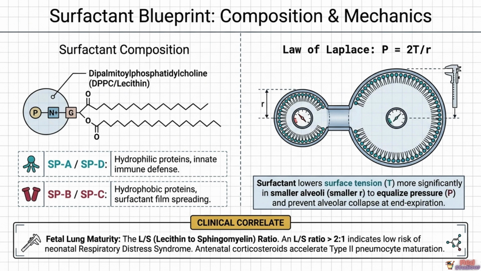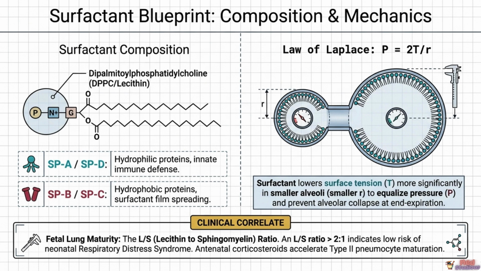This explains a counterintuitive but critically important point. Surfactant must lower surface tension more significantly in smaller alveoli, specifically because smaller radius alveoli would otherwise generate dangerously higher collapsing pressure according to this equation, and without proportionally greater tension reduction, these smaller alveoli would collapse into larger ones at end expiration.